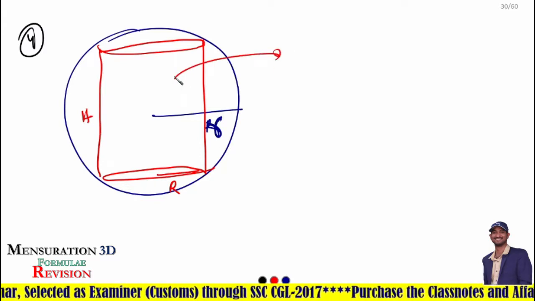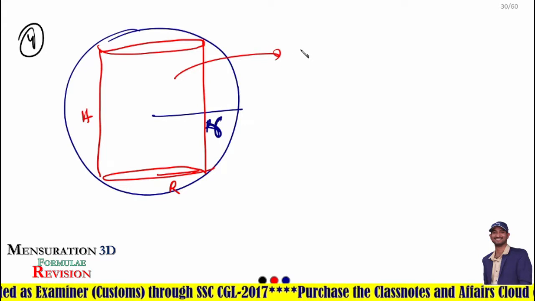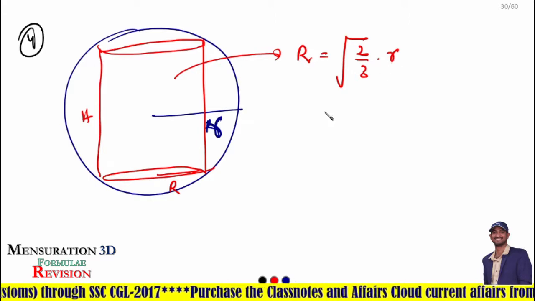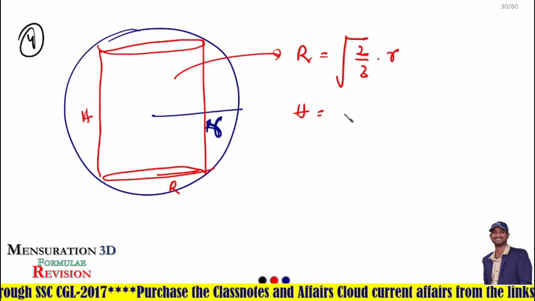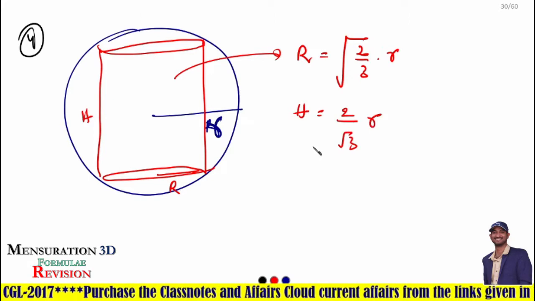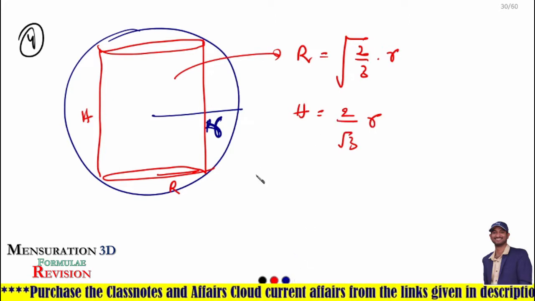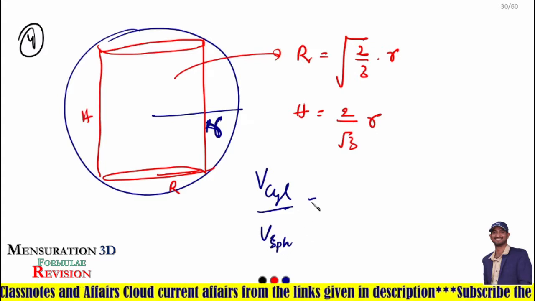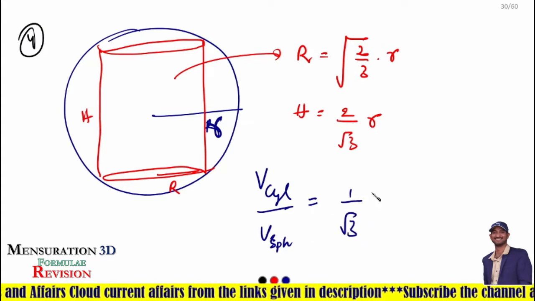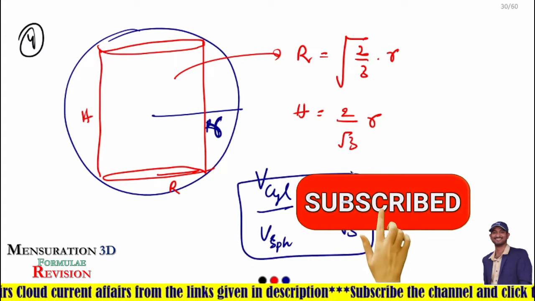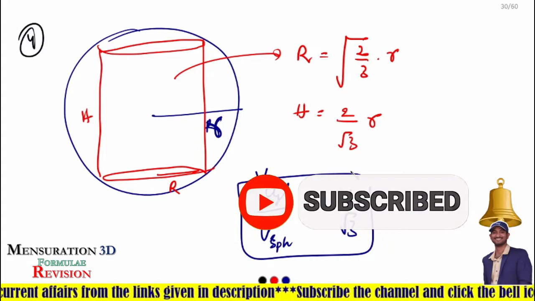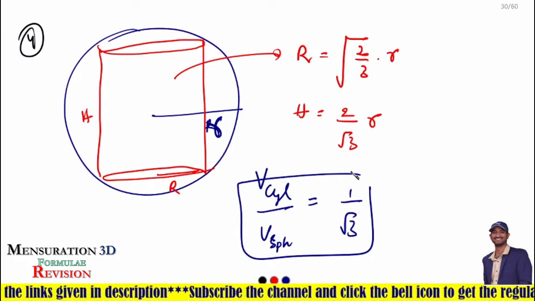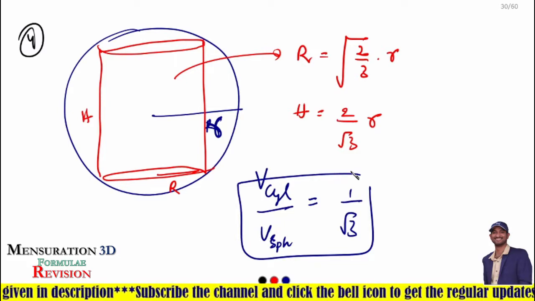To get the maximum volume of the cylinder, the dimensions should be R equal to root over 2 by 3 times r, that is the radius of the sphere, and the height of the cylinder should be 2 by root 3 times r. Then only we'll get the maximum volume, and the ratio of the maximum volume of the cylinder to the volume of the sphere is 1:√3. These ratios are very important for SSC CGL tier 2 level exams. A cylinder of maximum volume inscribed in the sphere.